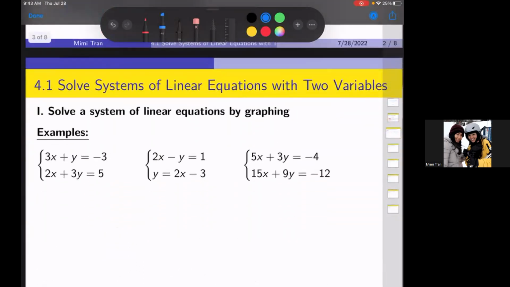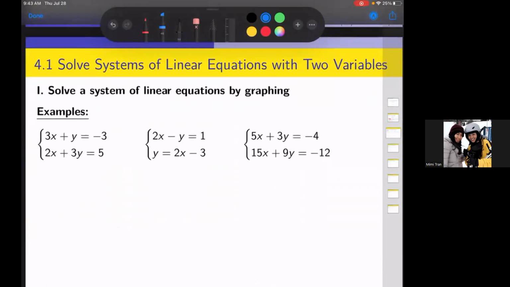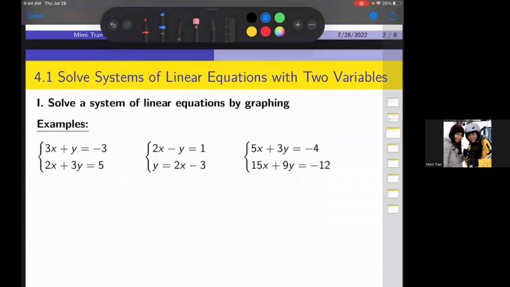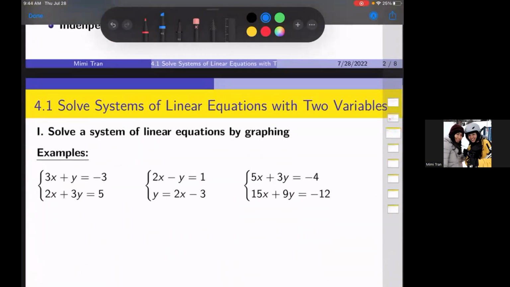Okay, so let me show you in decimals. I do not like graphing by hand, and I'm not going to test you with graphing by hand either. But you need to know what is consistent, what is inconsistent, dependent versus independent. As far as solving equations using graphing, this is my least favorite method. Because why? Because when it comes to irrational solutions, it's really difficult to pinpoint, right?